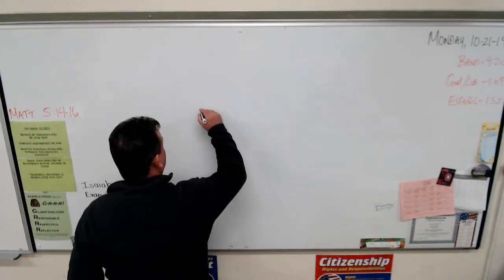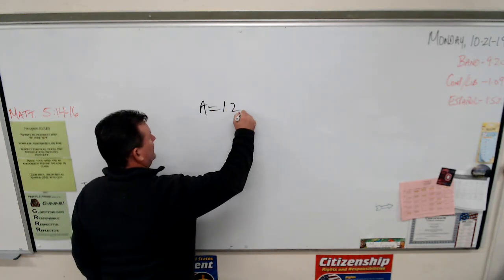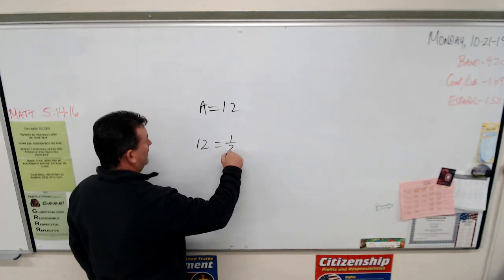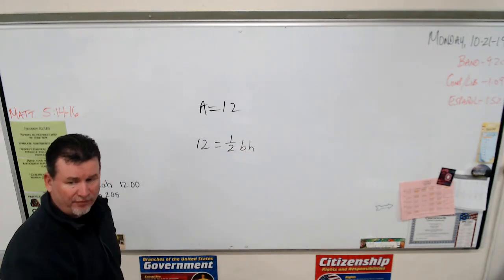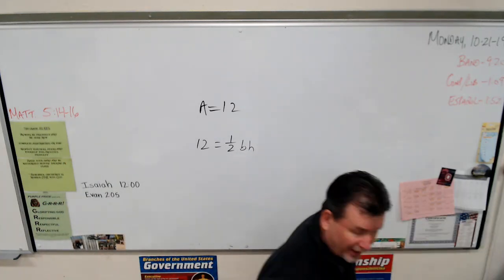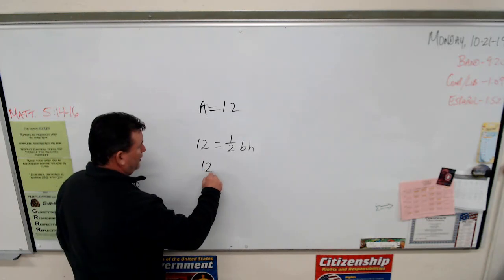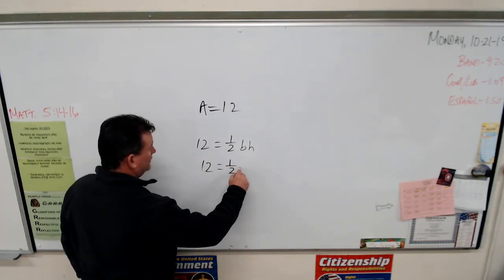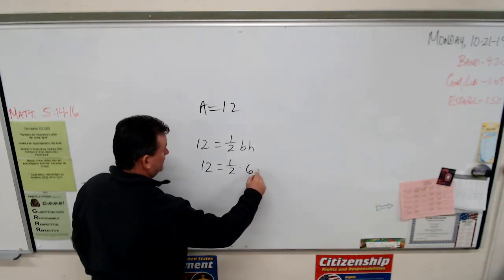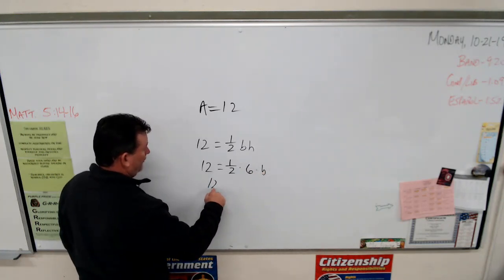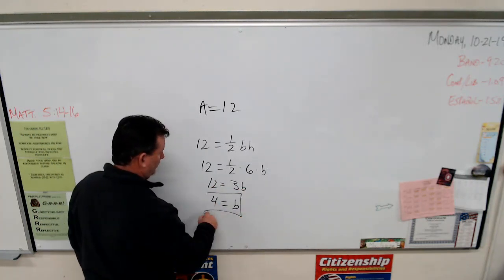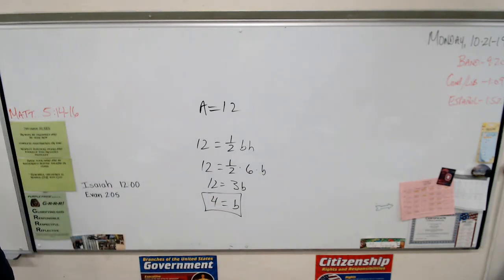11. If the area equaled 12, and the area of a triangle is 1/2 base times height, and they gave you, which one did they give you, the base or height? They gave you the height. So 12 equals 1/2 times the height, which was 6, times the base. 12 equals 3b. b equals 4. Digest that. Look at how we came to that conclusion.